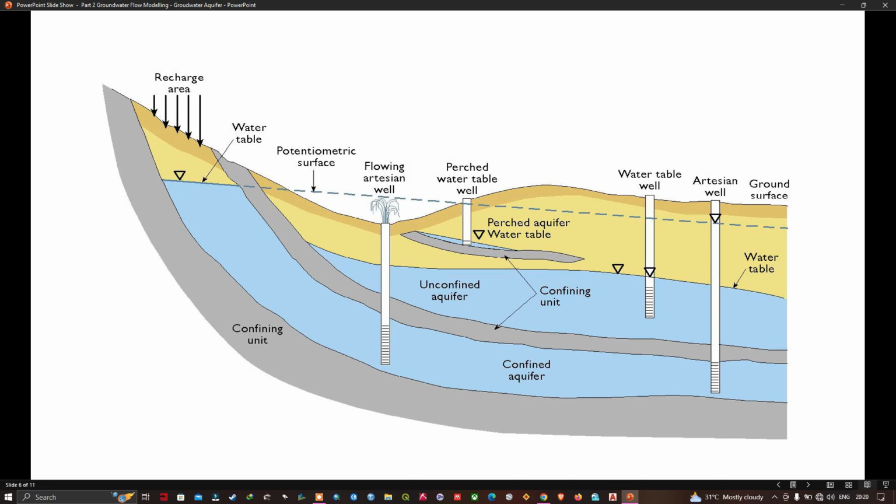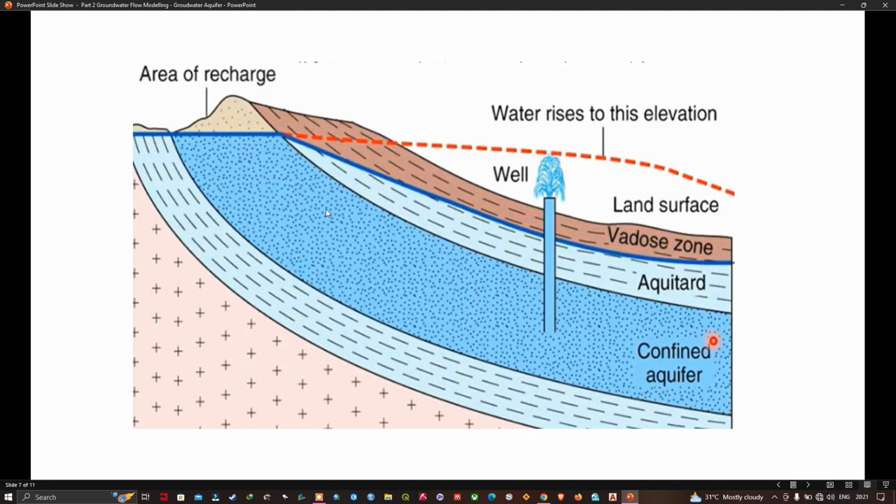Now let's take another example. This is also the same aquifer. From here, this portion of the area can be considered an unconfined aquifer, and this part of the section is considered a confined aquifer. As you can see, there is an aquitard above and below the confined aquifer. So this is an aquitard, and this is also another aquitard. This is considered a confined aquifer, and we have this artesian well right here.